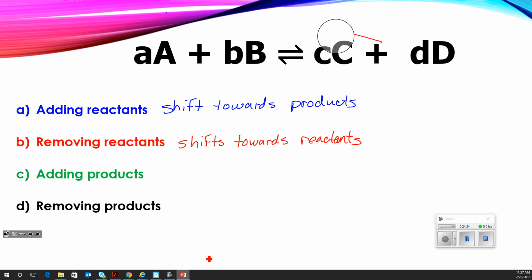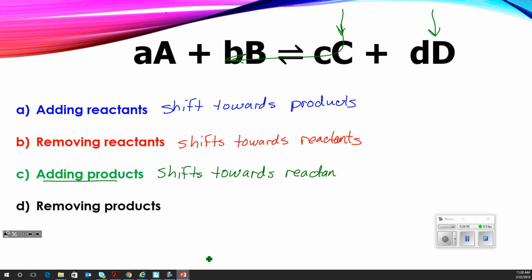Okay, I'm erasing again. I'm using the same thing. Use green this time. This time I'm adding products. So I'm going to put the arrows coming down here. Which way is it going to shift? Okay, towards the reactants, because I've got to cross the arrow. Okay, so I've got to follow the arrow pathway. So it's going to shift towards the reactants.